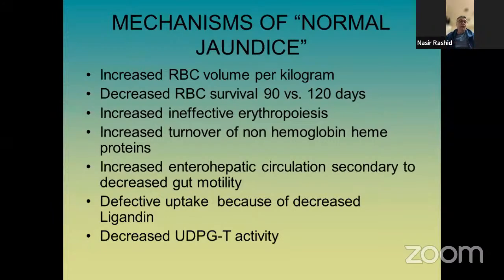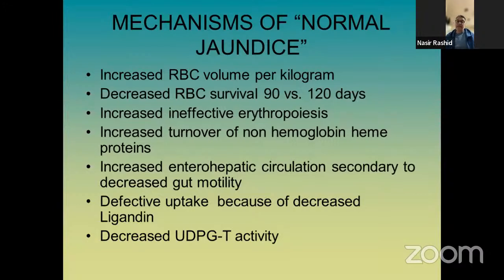The RBCs of the newborns have a shorter half-life of about 90 days, compared to the RBCs of an adult, which is 120 days. There's ineffective erythropoiesis. There's increased turnover of non-hemoglobin heme proteins, but these are not very contributory to the jaundice in newborn infants. They are a very slight fraction of the contribution. And then there's increased enterohepatic circulation secondary to gut motility.